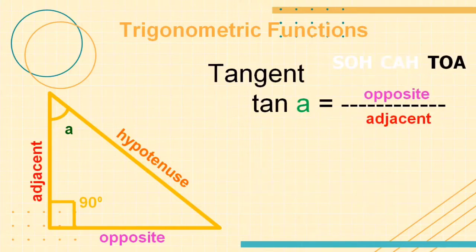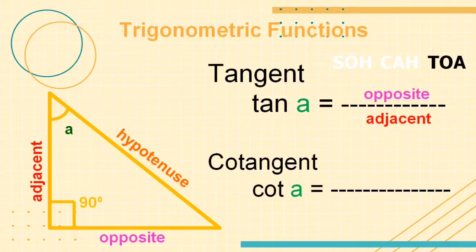Then we have our tangent. So if you're going to interchange the positions of the opposite side and adjacent side, then we get the sixth trigonometric function, which is cotangent. And cotangent with respect to angle A is equal to adjacent side divided by its opposite side.